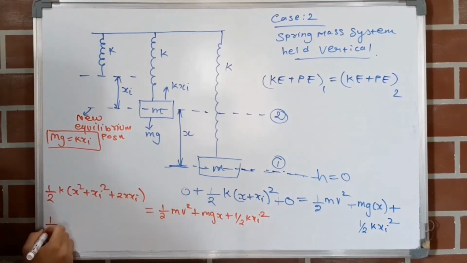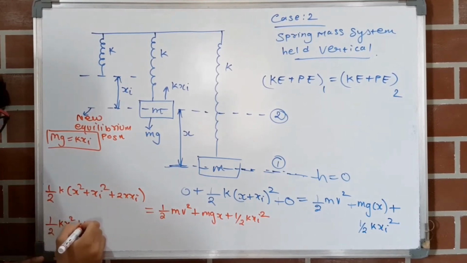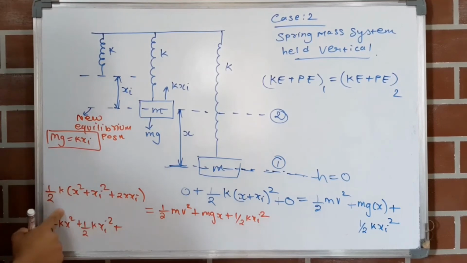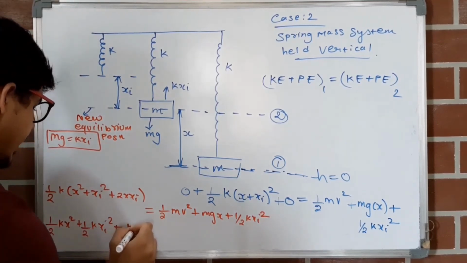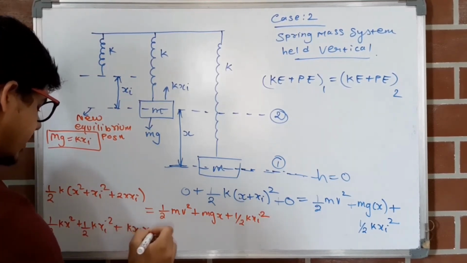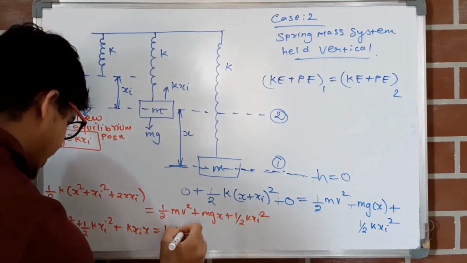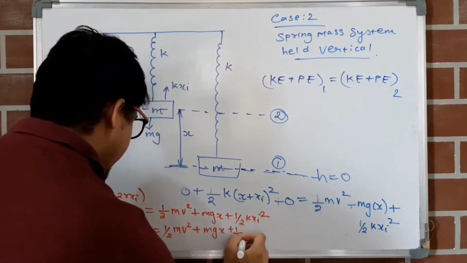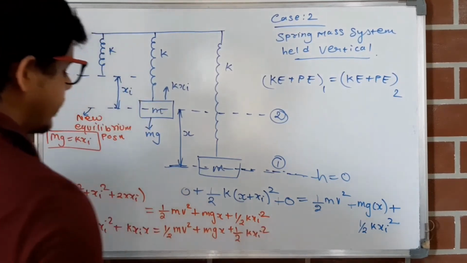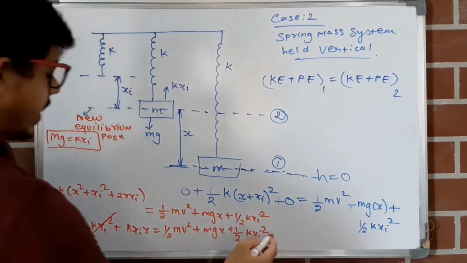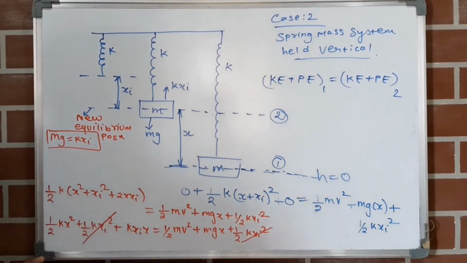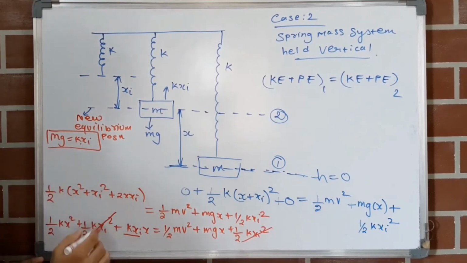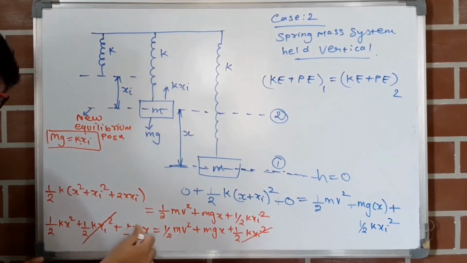So we will get half k into x square plus half k into xi square plus this half, and 2 gets cancelled. So we will get k into xi into x, which equals half mv square plus mgx plus 1/2 k xi square. Now this 1/2 k xi square and 1/2 k xi square get cancelled, and this k into xi we have mg.